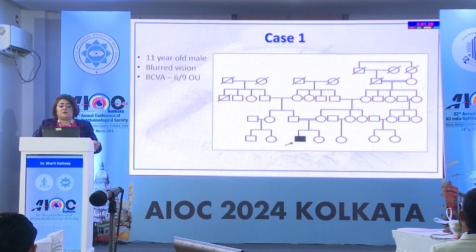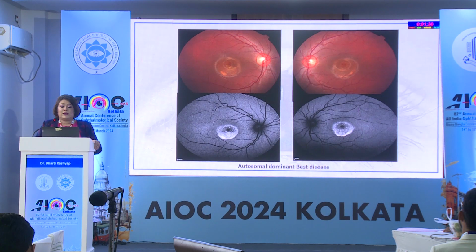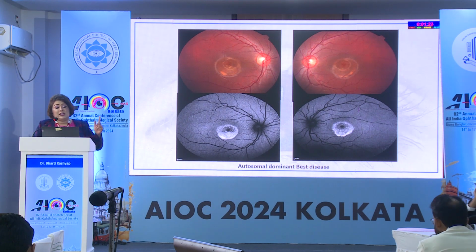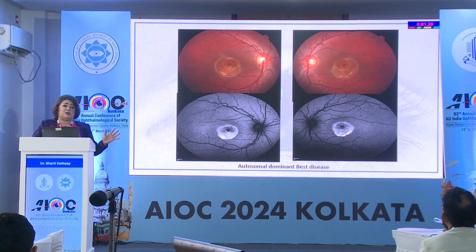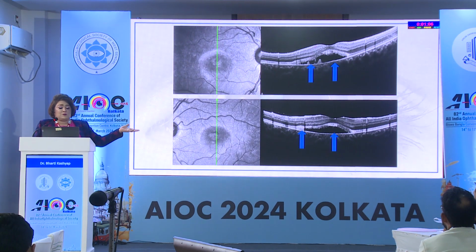This is one case of Best disease, autosomal dominant, an 11-year-old male with blurred vision, BCVA 6/9. You can see the fundus picture with the vitelliform lesion, and you can see it in autofluorescence. But if you cannot see a vitelliform lesion and the fundus looks normal, then fundus autofluorescence helps, in the absence of an abnormal-looking fundus.